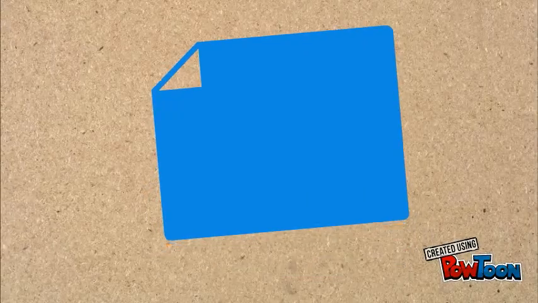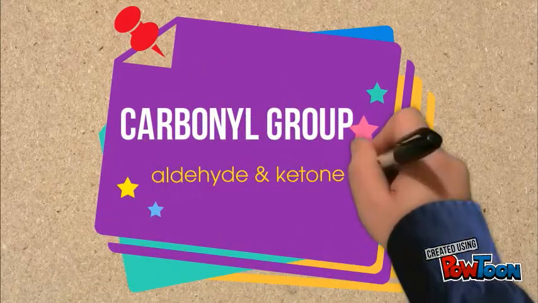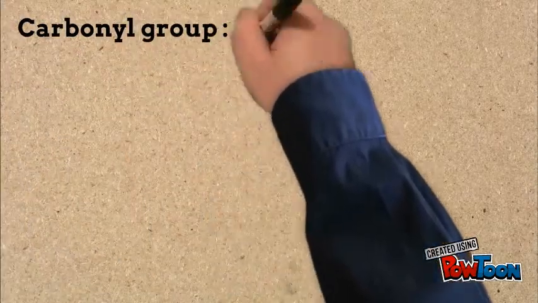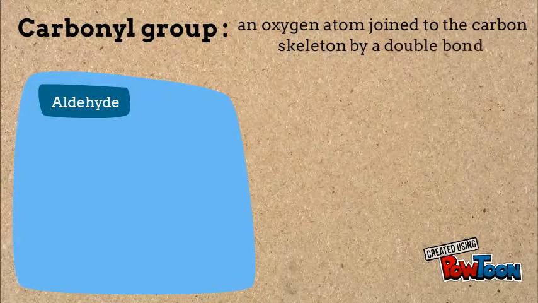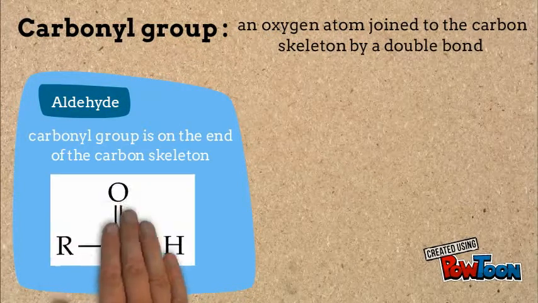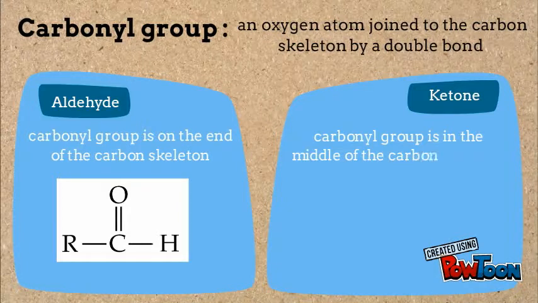The second functional group is the carbonyl group, which consists of aldehyde and ketone. A carbonyl group consists of an oxygen atom joined to the carbon skeleton by a double bond. The compound is called an aldehyde when the carbonyl group is on the end of the carbon skeleton. The compound is called a ketone when the carbonyl group is found in the middle of the carbon skeleton.